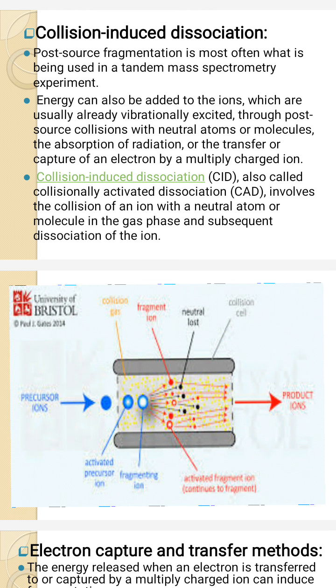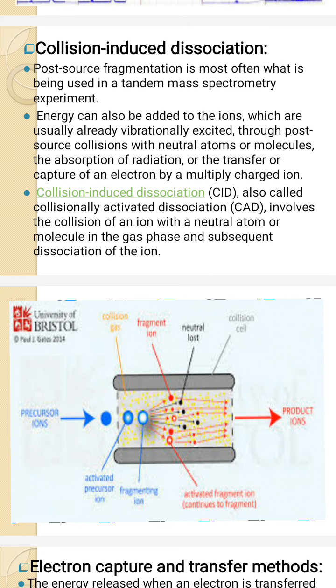Collision-induced dissociation. Post-source fragmentation is most often what is being used in a tandem mass spectrometry experiment. Energy can also be added to the ions, which are usually already vibrationally excited, through post-source collisions with neutral atoms or molecules, the absorption of radiation, or the transfer or capture of an electron by a multiple charged ion. Collision-induced dissociation, also called collisionally activated dissociation, involves the collision of an ion with a neutral atom or molecule in the gas phase and subsequent dissociation of the ion.